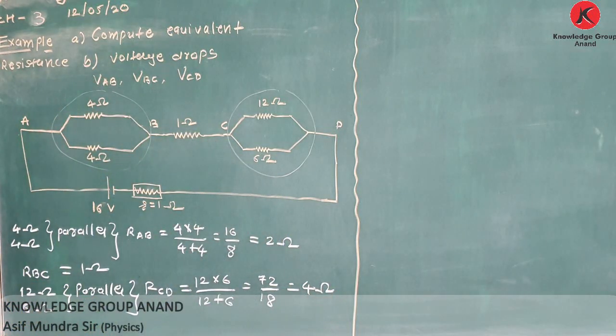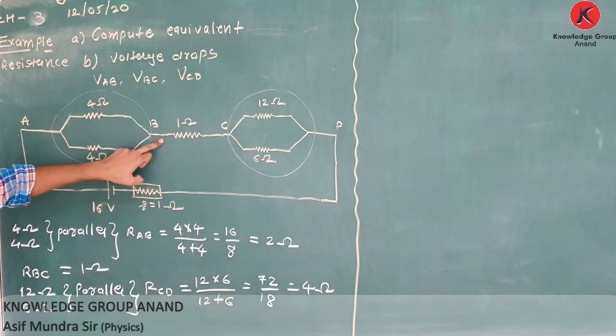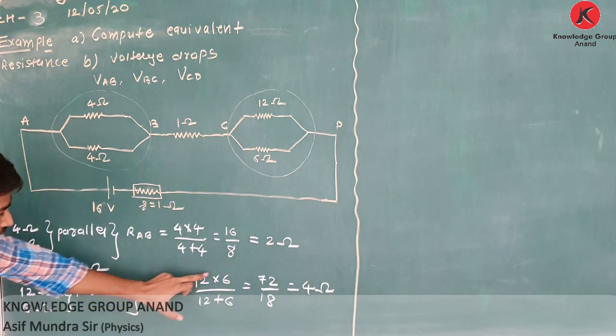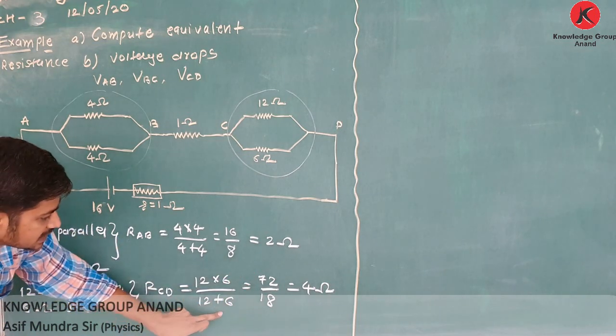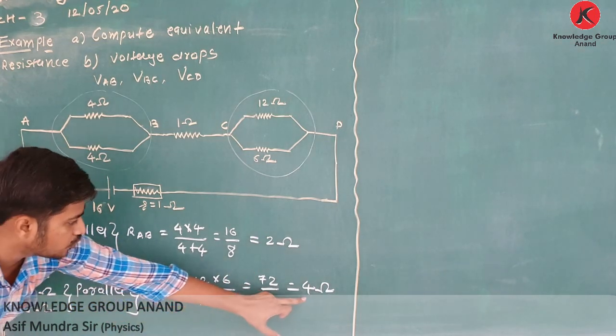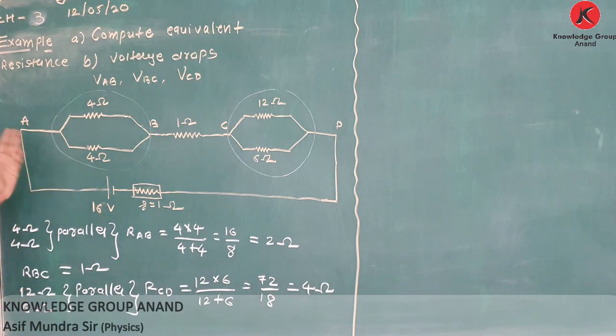Clear about this? 4 and 4 in parallel is equivalent to 2. 12 and 6: 12 into 6 is 72, 12 plus 6 is 18, and 18 into 4 is 72. Clear? Now I can draw another figure. See, how to draw this figure?